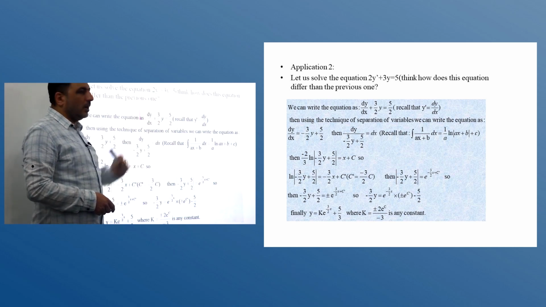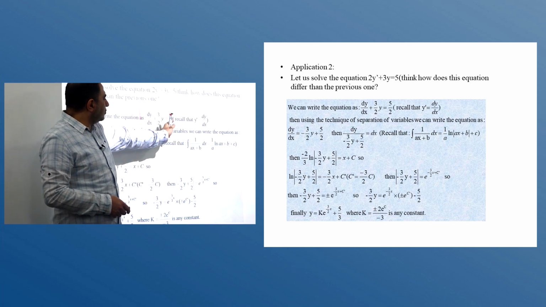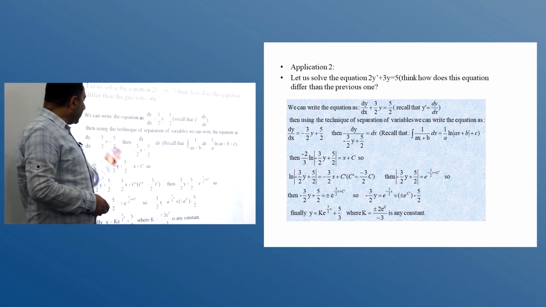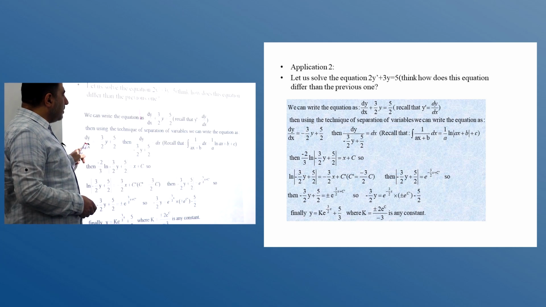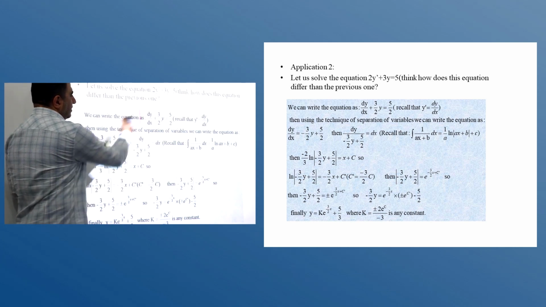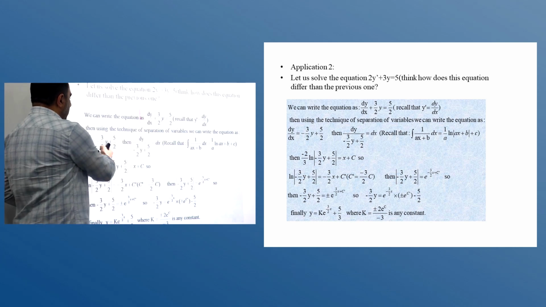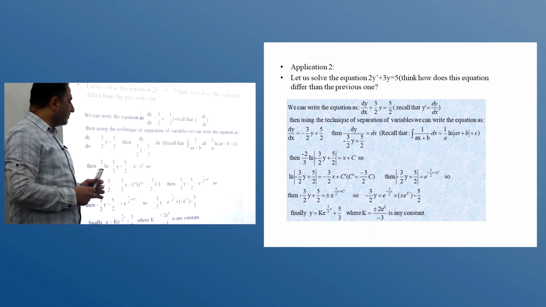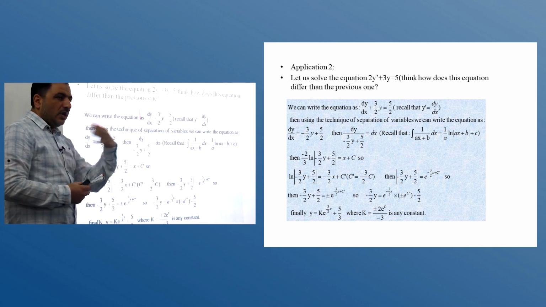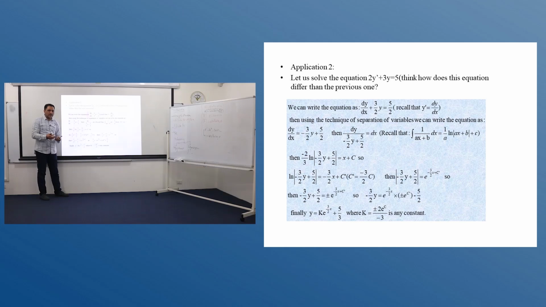Now y prime is dy by dx, and observe, plus 3 over 2y equals 5 over 2. Let us separate the variables. This is dy by dx, separated on the left-hand side. Let us write the right-hand side as minus 3 over 2y plus 5 over 2. Then, whenever you need to separate, you have many techniques.